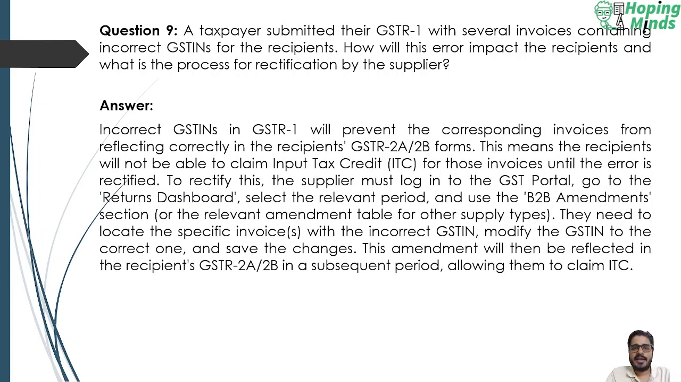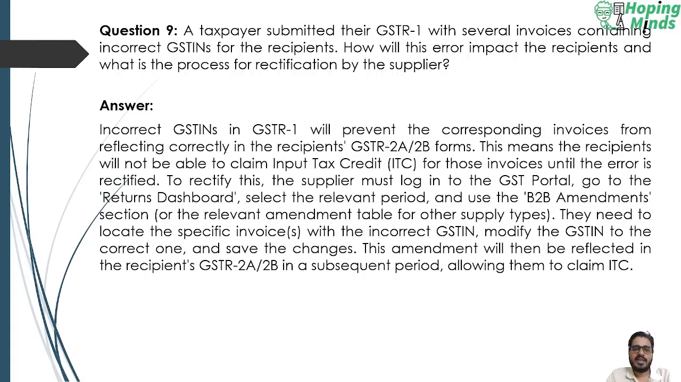So incorrect GSTIN in GSTR1 will prevent the corresponding invoices from reflecting correctly in the recipient's GSTR2A and 2B forms. This means that the recipient will not be able to claim the input tax credit for those invoices until the error is rectified. To rectify this, the supplier must log into the GST portal, go to the return dashboard, select the relevant period and use the B2B amendment section or the relevant amendment table for the other type of data that needs to be amended.